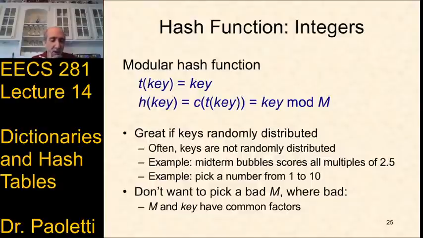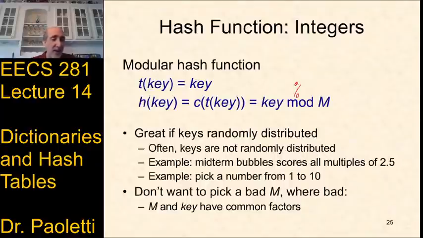Okay, what about integers? Well, integers are pretty easy. My translation just says the translation of this integer is the original integer. That was easy. Now I just have to compress it. And let's look at compressing. The simplest one is to use the remainder upon division. Very easy, very straightforward.